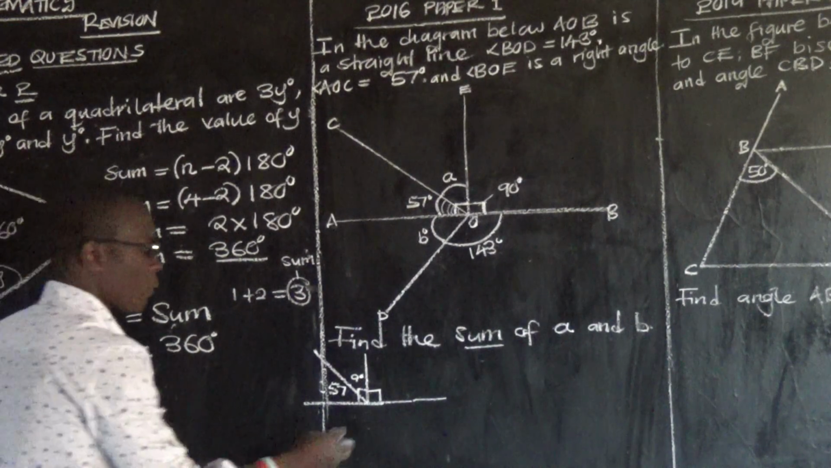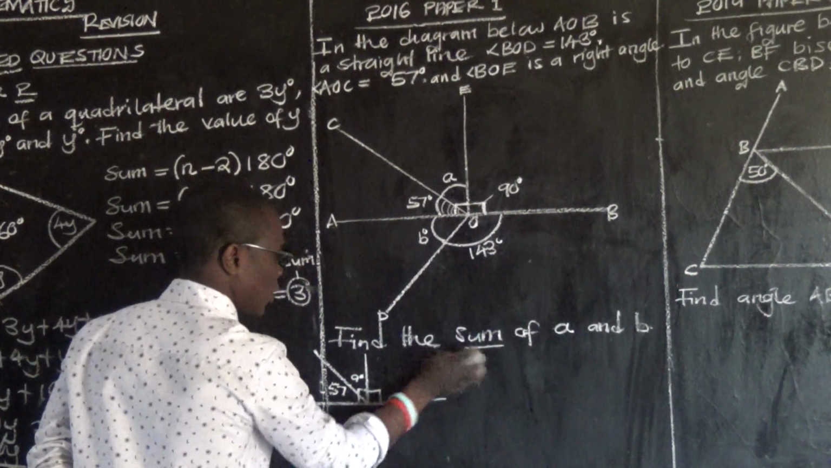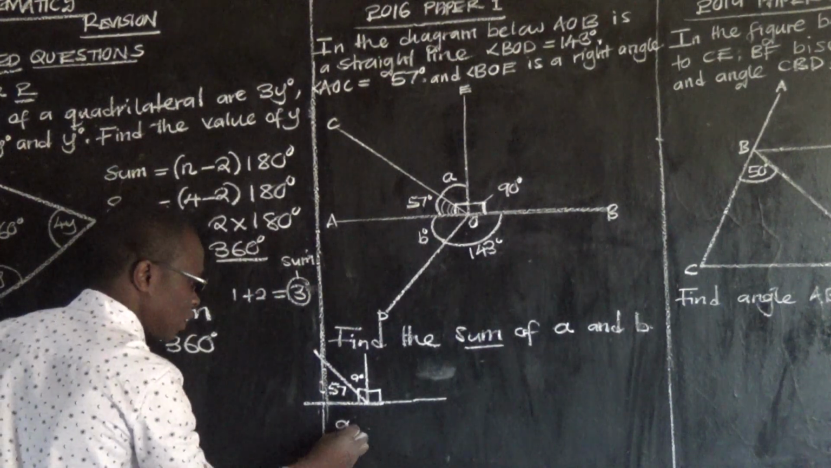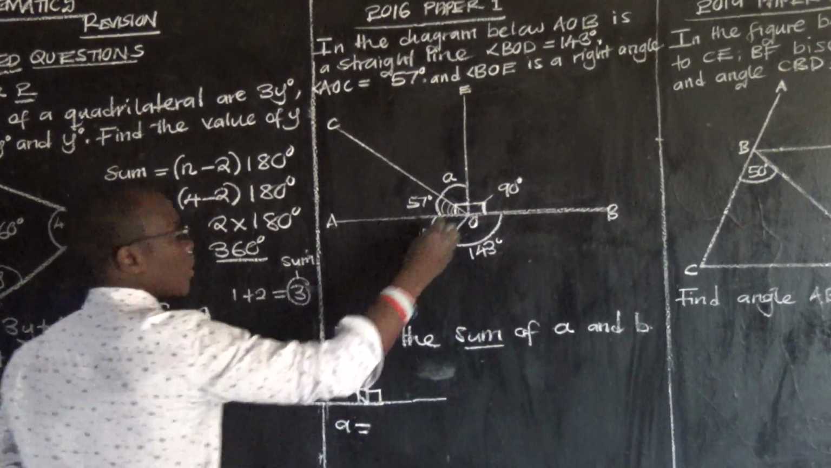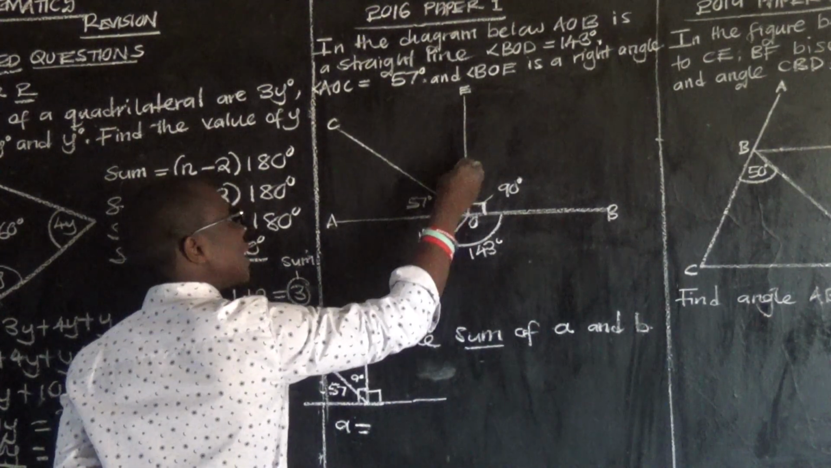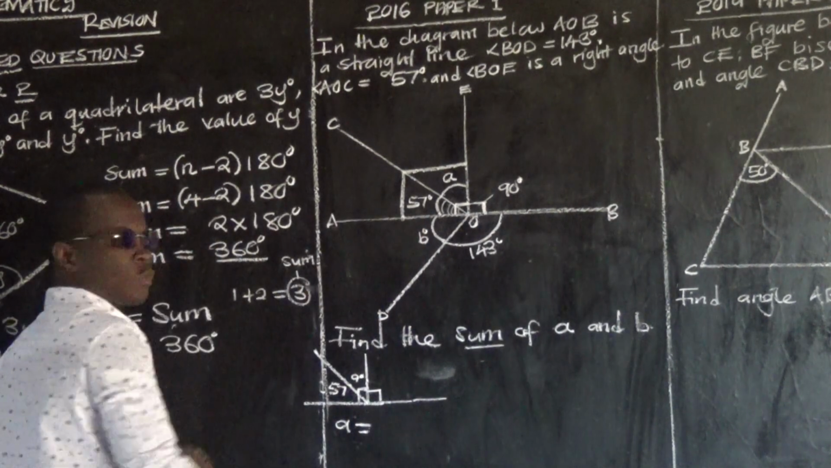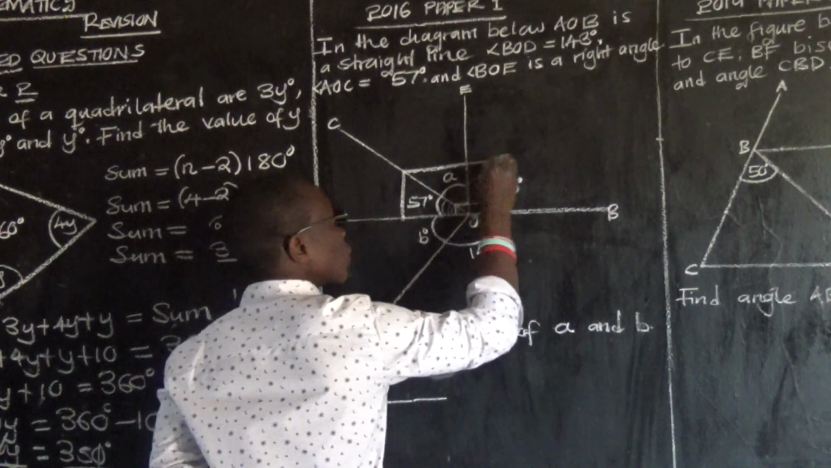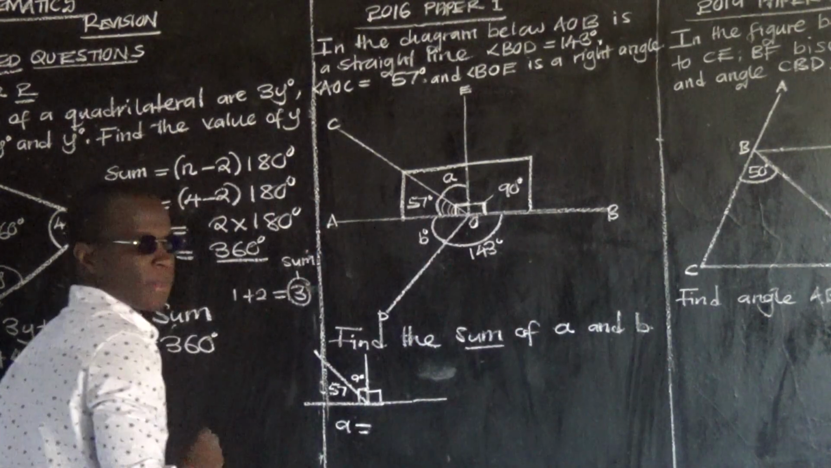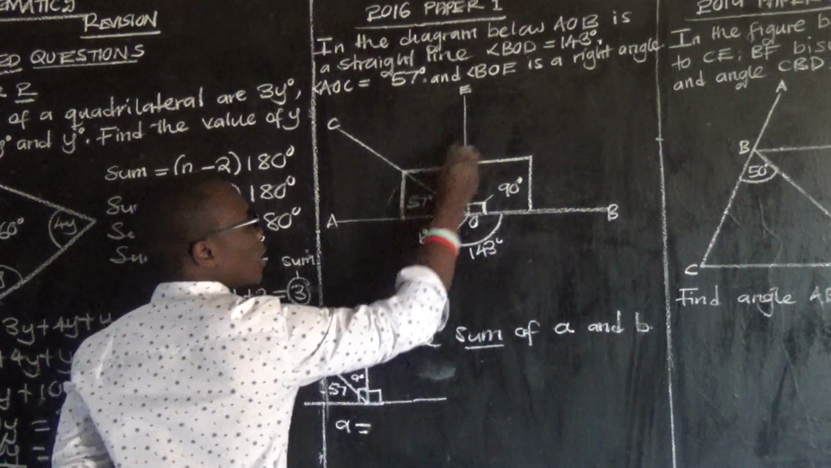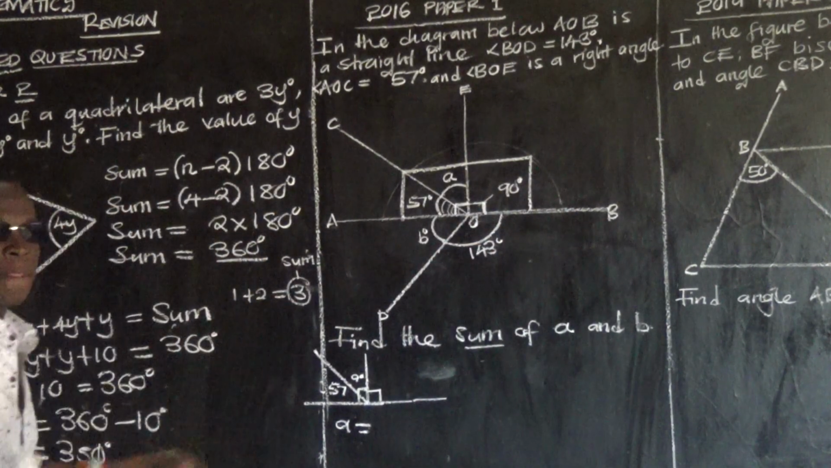So finding A, when we answer it from this side, A is equal to, this is 90, this one is 90, it's supposed to be 90, and even this one is also 90. Are we together? So 90 plus 90, you get 180, which is angles formed on a straight line.